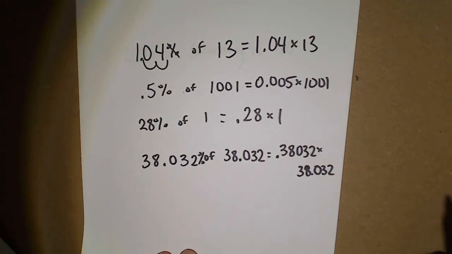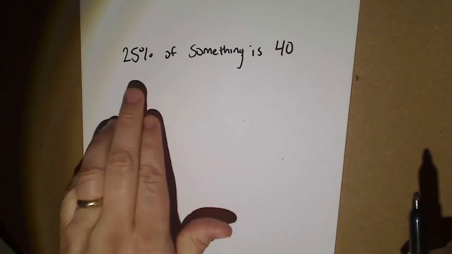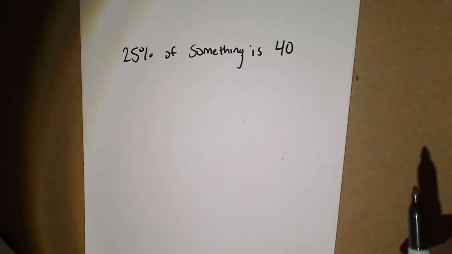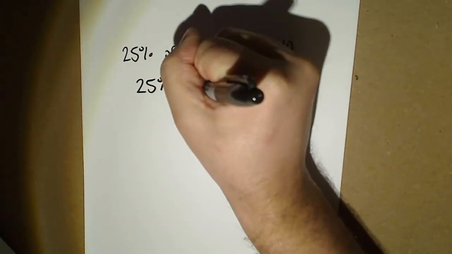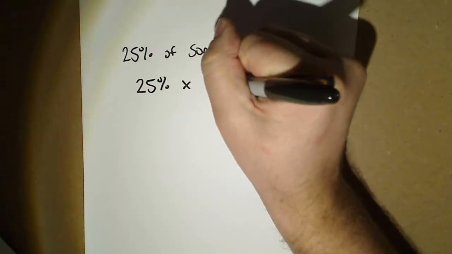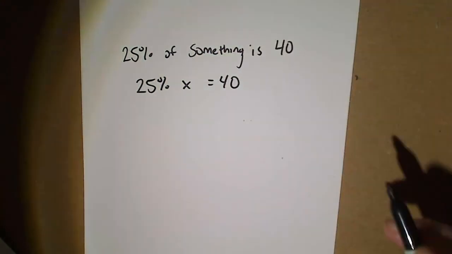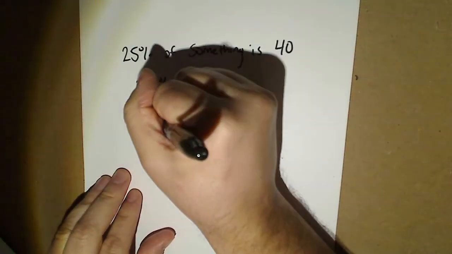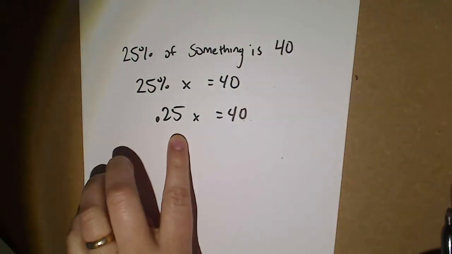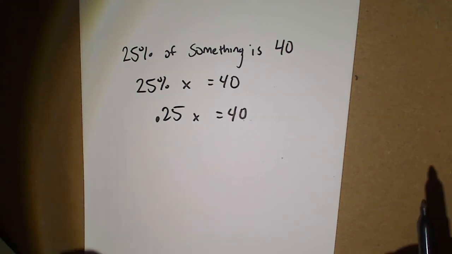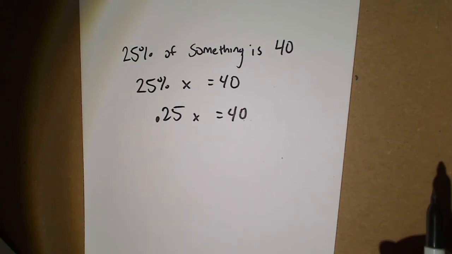But wait a minute, it's never quite that easy, right? What if we had a problem like this? 25% of something, an unknown number, is 40. That's like saying, if I used a variable here, 25% times x equals 40. Now I've got myself a little equation here. I can convert that 25% into a decimal. And again, if I have a number next to a variable, we know that means times. So 25 hundredths times x equals 40.